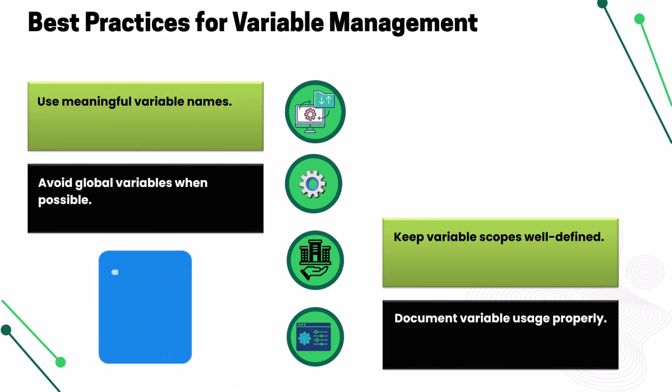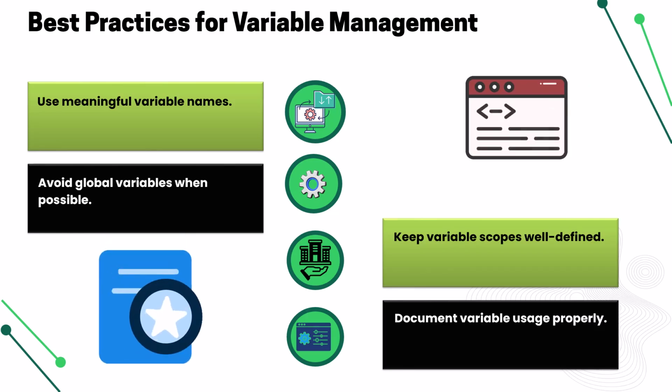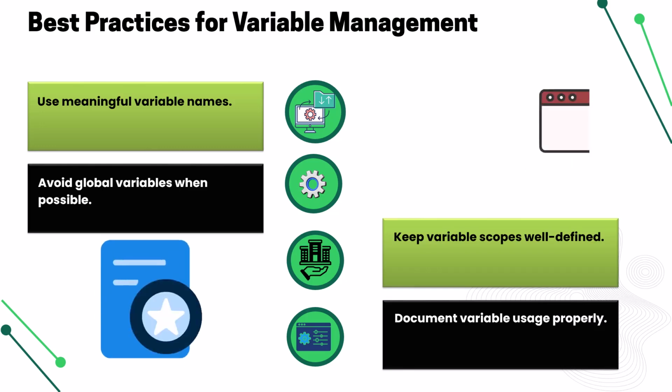Variable names should be clear, like total amount, not X or thingy. Avoid global variables unless you enjoy debugging nightmares. Define scopes to prevent accidental overwrites, because nothing is worse than a rogue variable messing up your program. And finally, document your variables. Future you or your teammates will thank you instead of cursing your name.